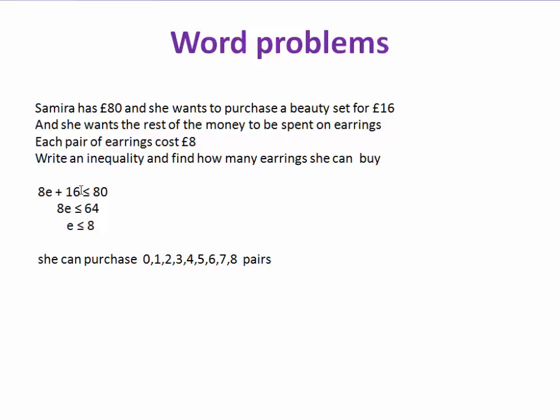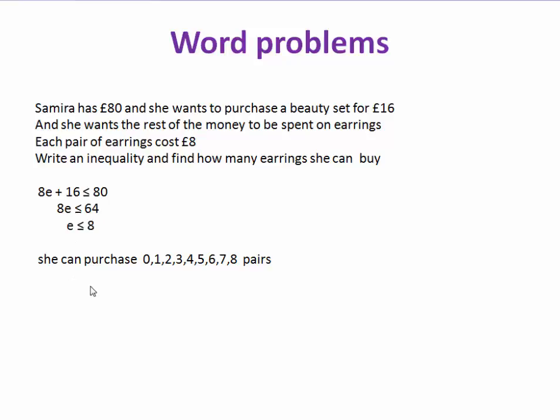So we have to get rid of this 16, so we minus 16 on both sides. 8E is less than or equal to 64. 80 minus 16 is 64. To solve this, we have to divide through both sides by 8. So E is equal to or less than 64 divided by 8, which is 8.